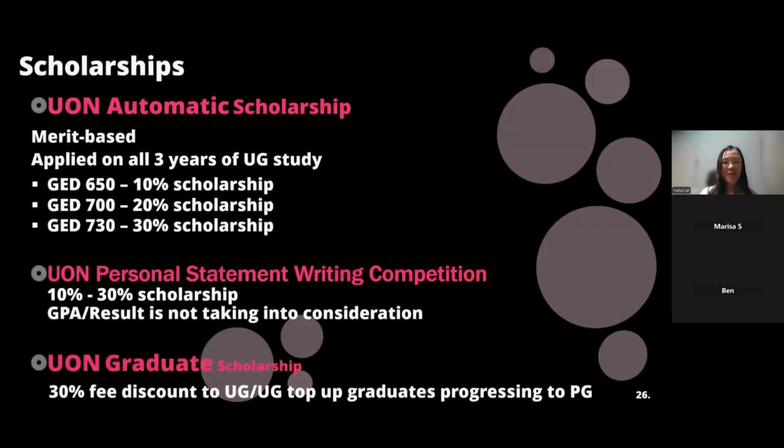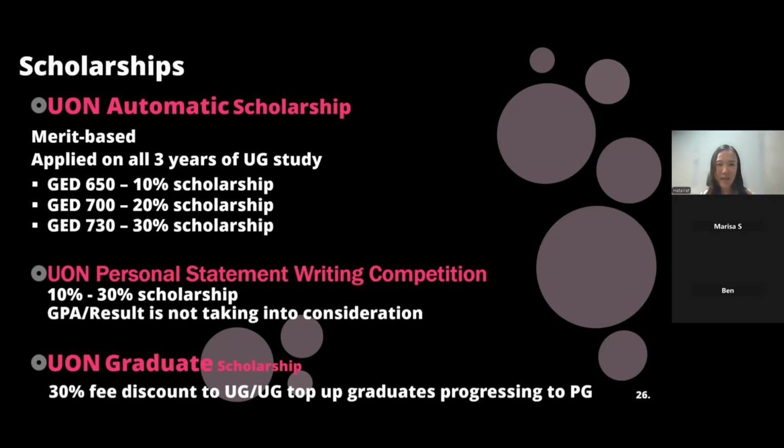Yeah. So for the GED result that we offer scholarship for, for example, if you have 730 in GED, you will be awarded 30% scholarship. But if you have a little lower than that, we have another scholarship as a competition. It's called the personal statement writing competition. You can write about why you would like to be awarded the scholarship.